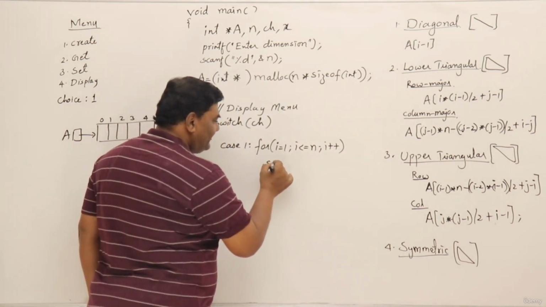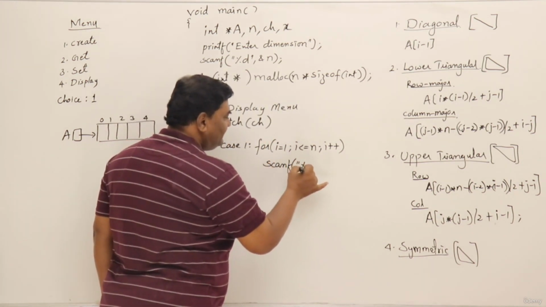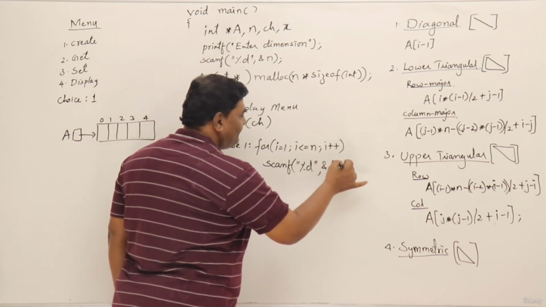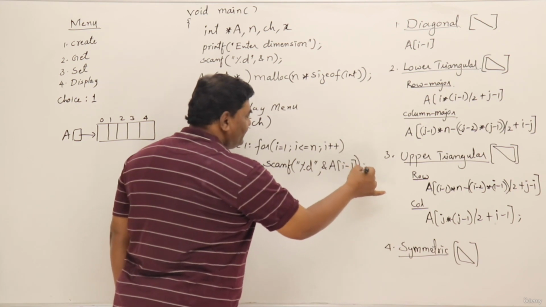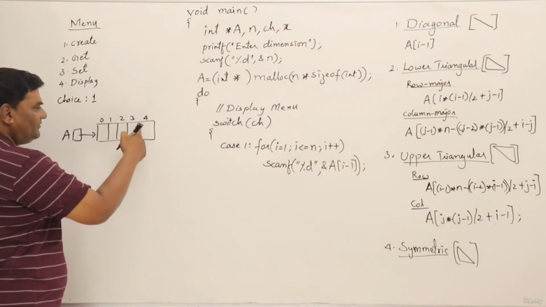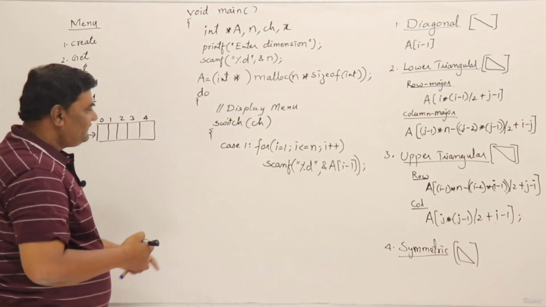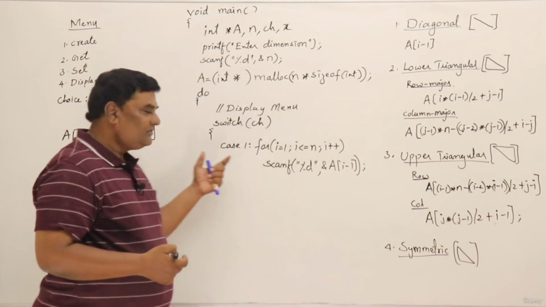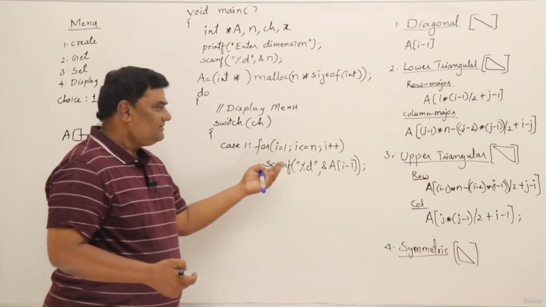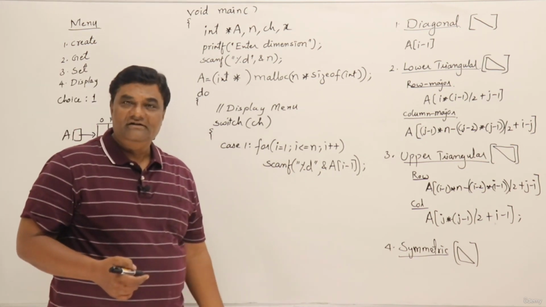So we can say scanf percent d, ampersand a of I minus 1. So the first row element will be filled in this one, then next row here, next row here. So all these elements will be filled. So it will be reading 5 elements and storing them in a single dimension array of size 5. This is for creating an array.